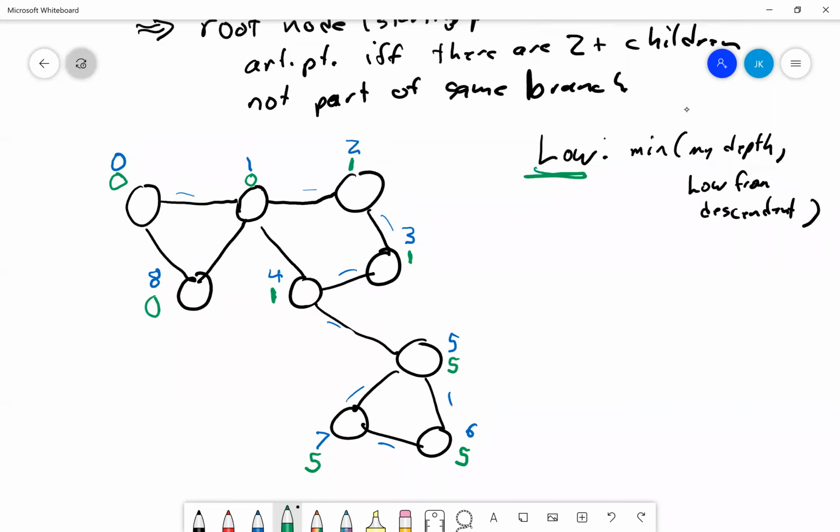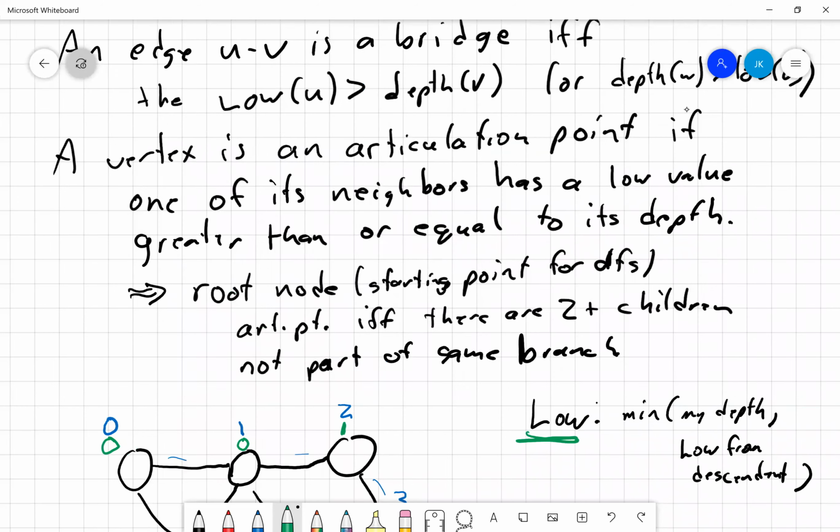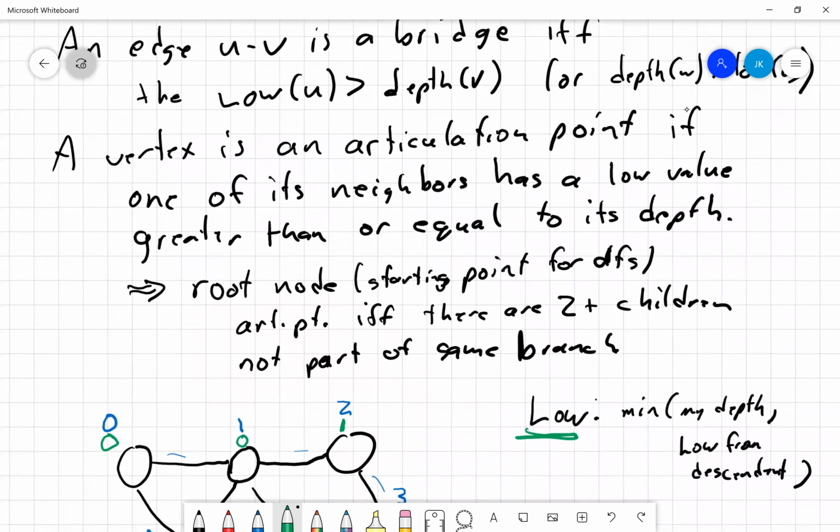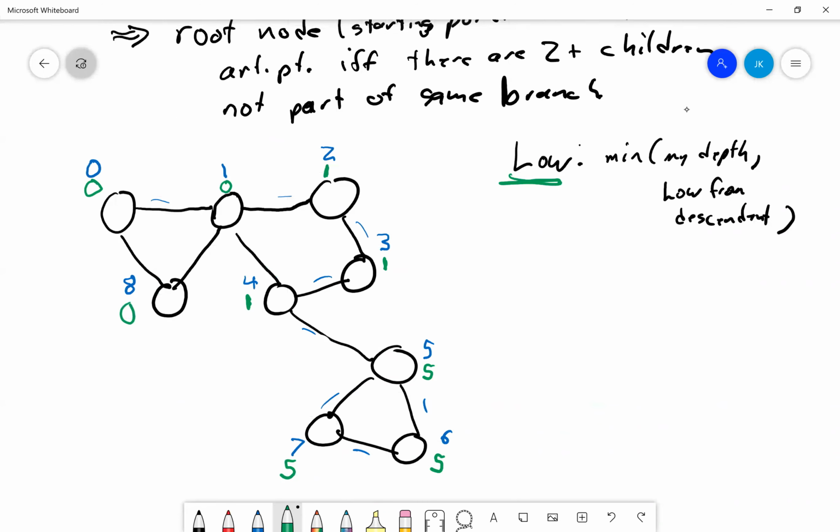And so if you want to remind yourself of what these things are, an edge is going to be a bridge if the low at one node is greater than the depth at its neighbor. Okay, so let's take a look at each of these. If I look at the low value at one node, let's pick this one, and that low value is greater than the depth of one of its neighbors, then it's a bridge. So that's not the case here. If I look at the next one, 0 and 2, that's not greater. 1 and 3 is not greater. I can look at a lot of these and verify that they're not greater. So you have to go through every edge and check it just once.